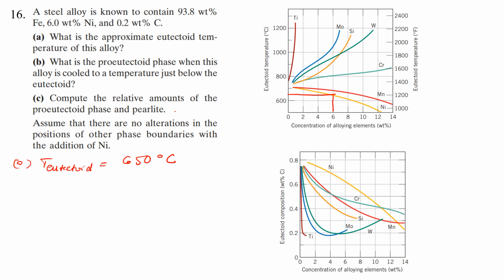For the proeutectoid phase nature, we have to know the eutectoid composition. You can get it from this part. So nickel 6 to 8% is here, right? If we take an intercept, it should be just above 0.6. So the eutectoid composition is 0.628% carbon.